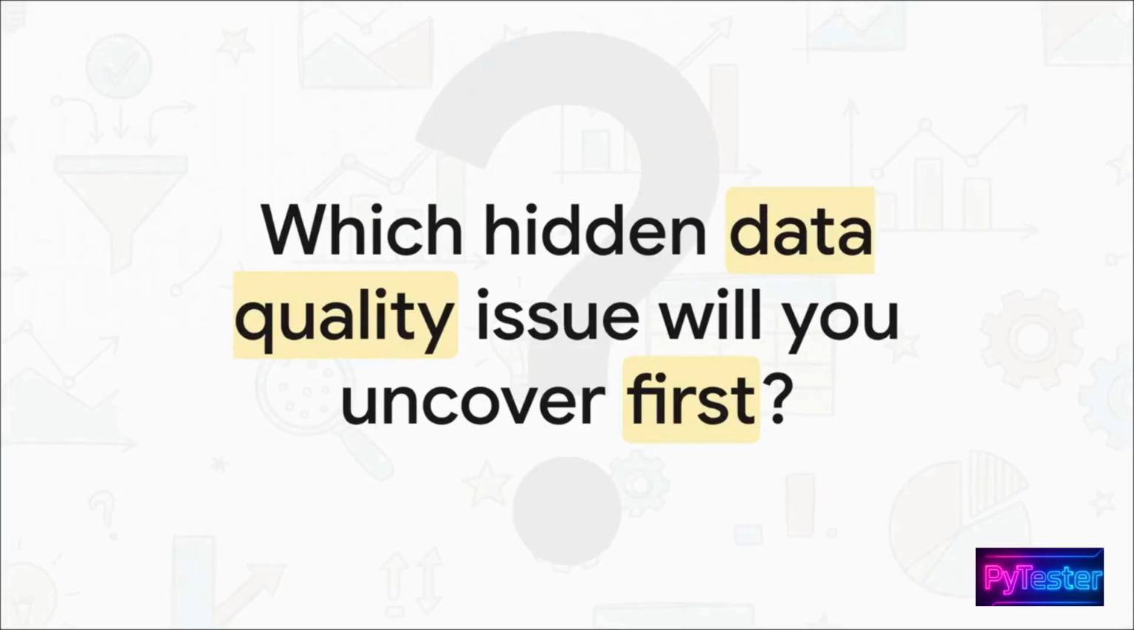So there you have it. We went from having two separate things, data and rules, to creating a formal contract that binds them together. We've run validations, and we've learned how to read the super granular results to find the exact source of any problems. We've basically turned data quality from a guessing game into a precise science. So the only question left is, which hidden data quality issue are you going to uncover first?